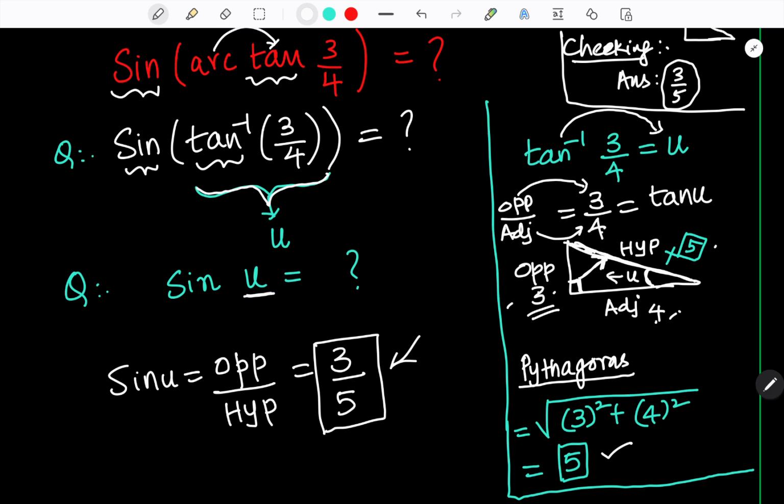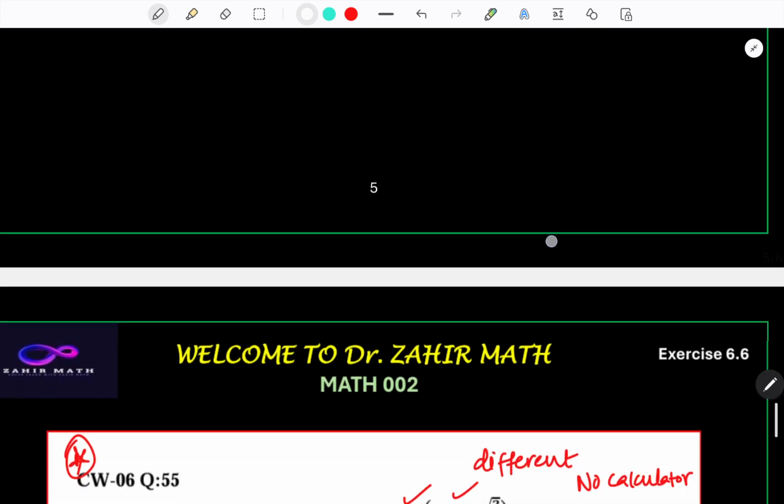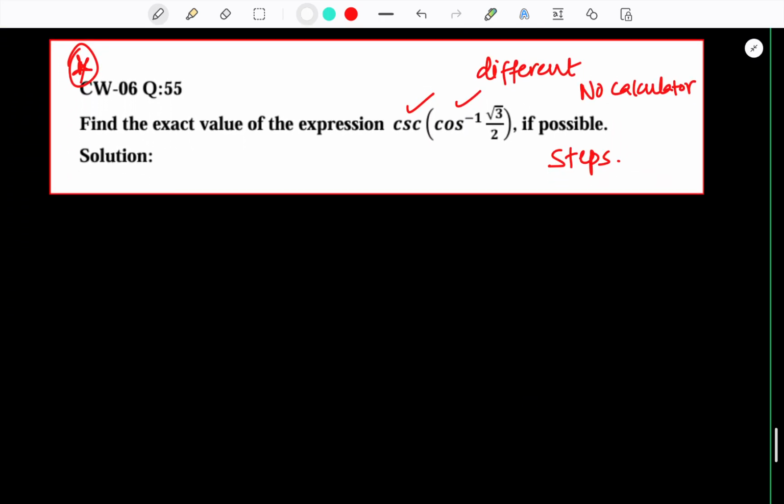Come here, the angle is u, here the angle is u. So I need to find sine u. What's the formula for sine u? Opposite side divided by hypotenuse. So what is your opposite side? 3. What's your hypotenuse? 5. 3 by 5. So the answer is 3 by 5. Clear? Right. Let's go to the next question.